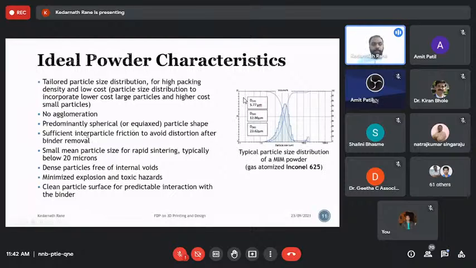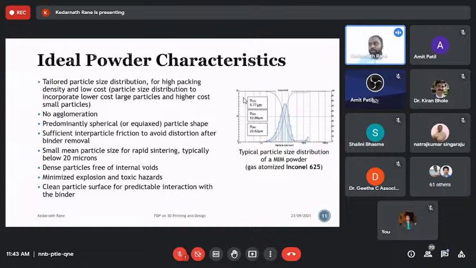Next aspect is when we want to consider the post processing steps in the process, we need to consider a powder particle size which should facilitate binder removal. Like it should pass easily in between two powder particles. So that is another aspect we need to consider for selection of the powder. Typical powder particle size is around 10 to 15 microns, which is favorable. No internal voids, minimum explosion and toxic hazard.